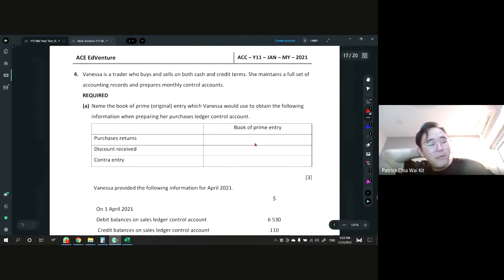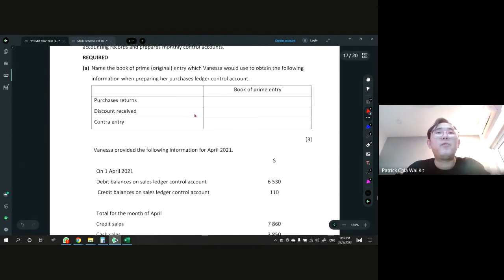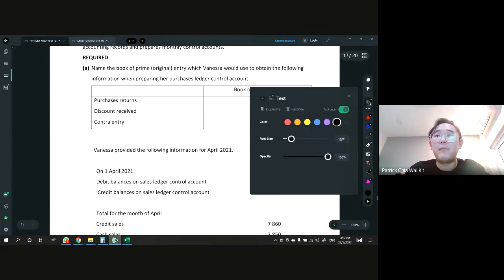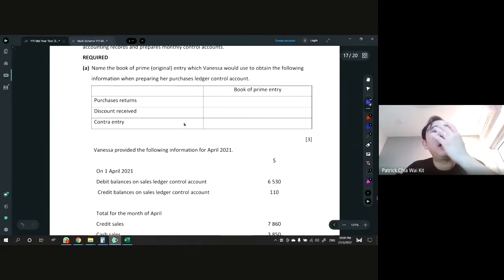Okay. Right, we have Vanessa here. Vanessa is a trader who buys and sells on cash and credit terms. So she maintains a full set of accounting records and she prepares a monthly control account. Right. So the first part asks us to name the books of prime entry for these few things where you do your control account. Right. So where can we find purchases return information?